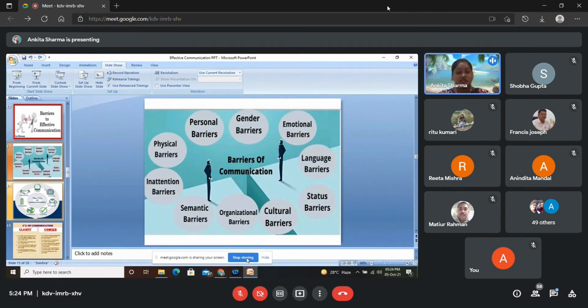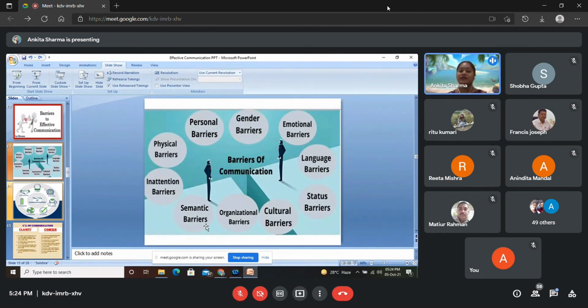On his own cultural understanding, he or she decodes that and then again encodes in his own culture. So this is what cultural barrier is. Now next is organizational barrier. Organizational barrier is one such barrier where the organization or the institution does not lay a rule for the free flow of communication.